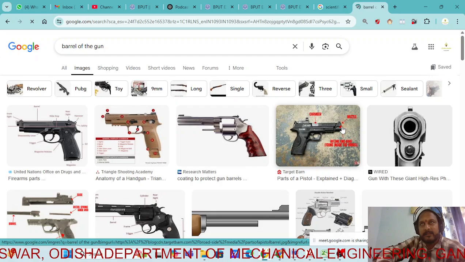Here where the bullet is placed, which is called the chamber or the breech, from here to here, this is called the barrel. This length is how much? 750 millimeter. Take care of those units, please. You have to change it into meter. So be careful. Shall we solve the problem?